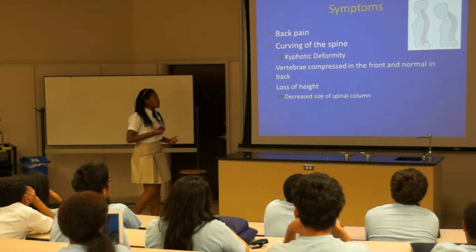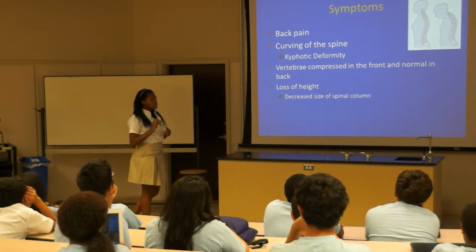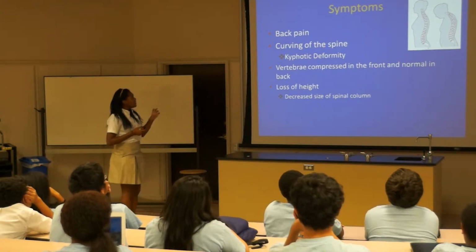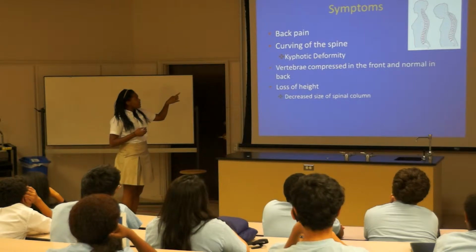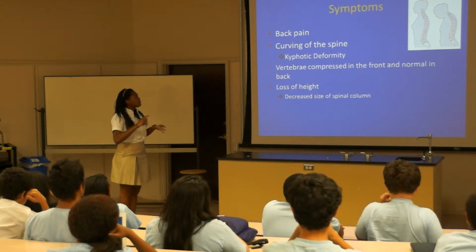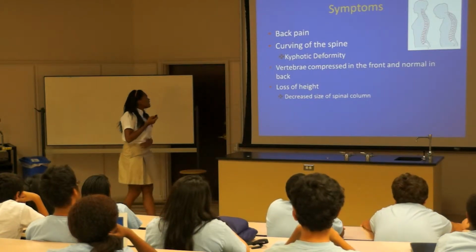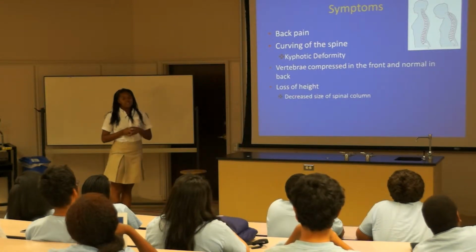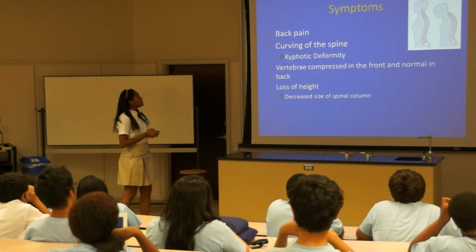if you feel a sharp pain in your back, your spine will begin to curve because the vertebrae is compressed. So normally the vertebrae is rectangular, but when it's compressed, it pinches towards the inner part of the spine, and the outer part of the spine is normal, so it causes a curve. When the spine curves, it's called kyphosis deformity. And you lose a couple inches when you get this disease because of the decreased size of the spinal column.